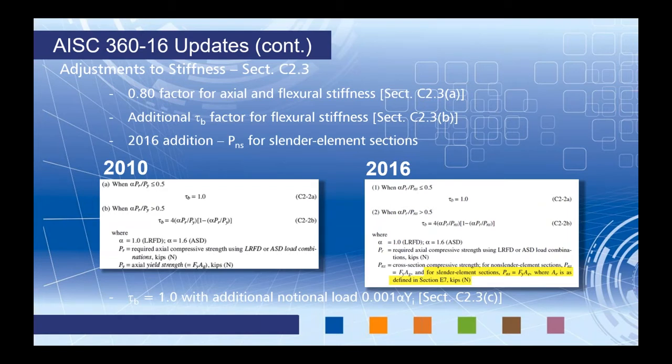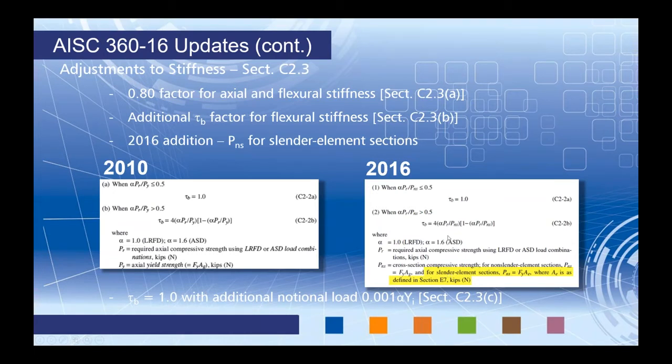Now, in the 2010 equations, you can see on the left here, we have required axial compressive strength. We also have the axial yield strength P sub Y. Now, comparing that to the 2016, realistically, the equation didn't change. What did change, though, is that P sub Y is no longer P sub Y. It's now called the cross-section compressive strength. And we have a small section added in here for slender elements.